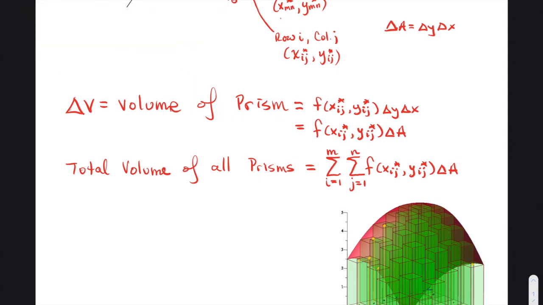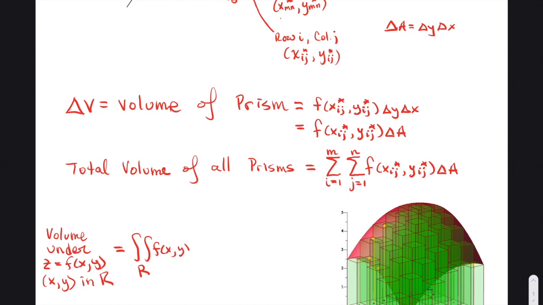So let's go ahead and give a formula for the volume under the surface. The volume under our surface, z equals f of x y, where x and y are in R. The notation for this is a double integral over R of f of x y dA.